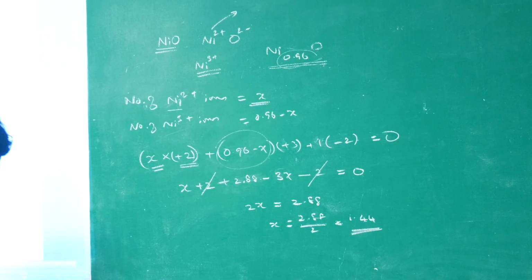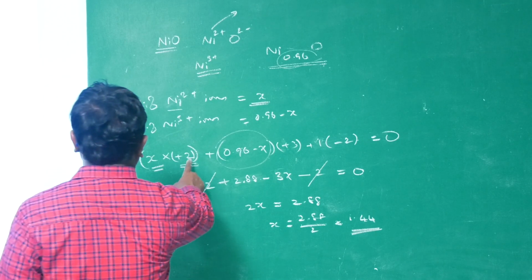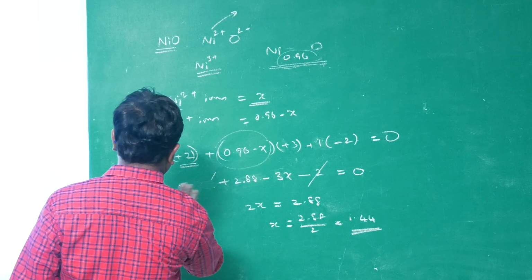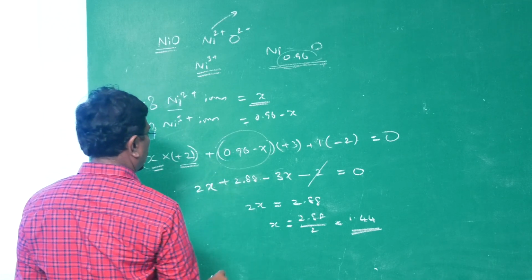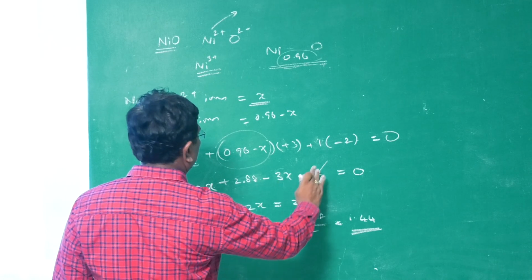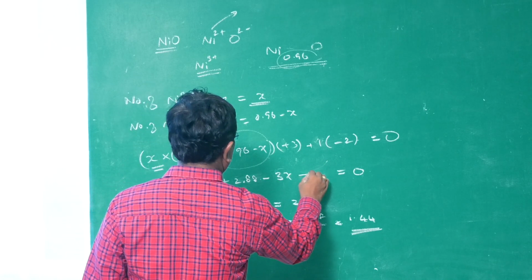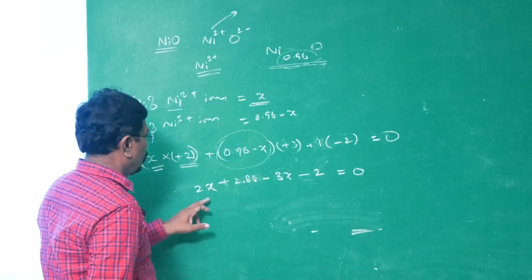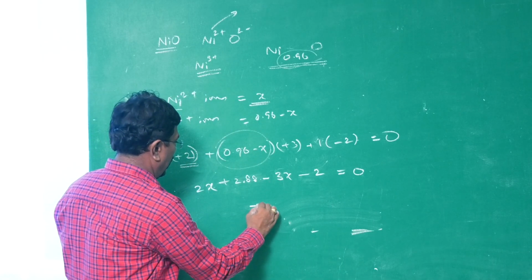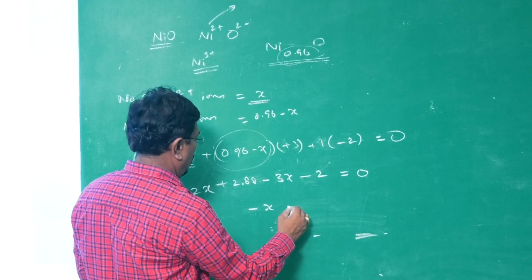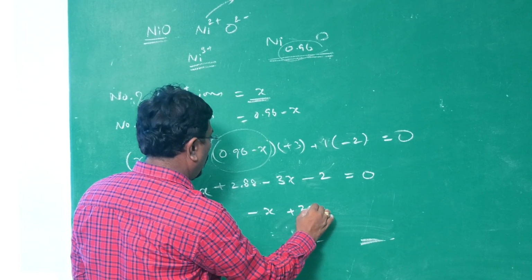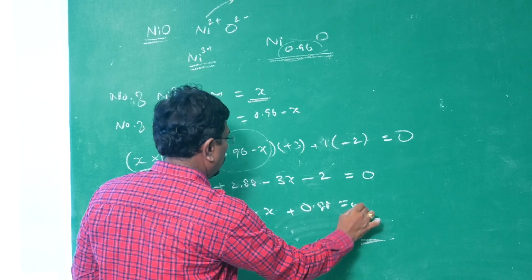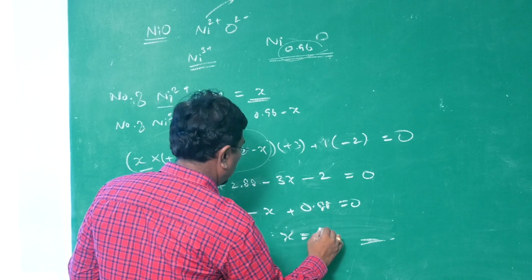x is equal to, let me see whether we did it correctly. We made a mistake here. It is 2x, sorry, it is minus 2. So, 2x minus 3x is equal to minus x. Minus x plus 2.88 minus 2, that is, minus x plus 0.88 is equal to 0. Therefore, x is equal to 0.88.